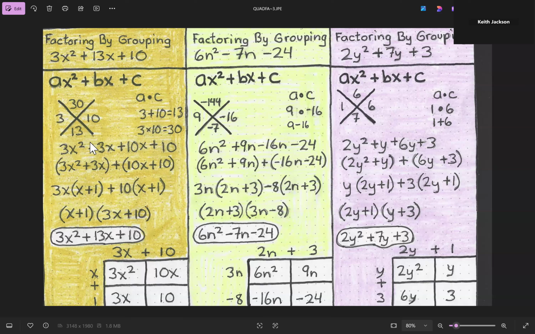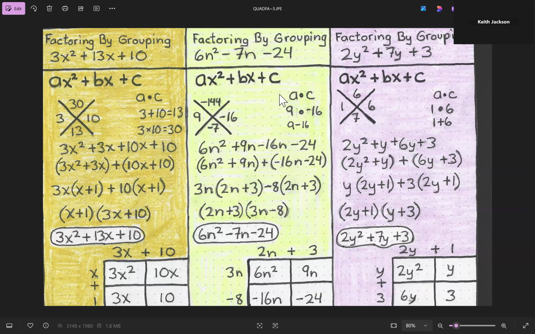You see this 3x squared, it's right there. And this number 10 is right over here, so we know that that is correct. All right, and so it does form 3x squared plus 13x plus 10, as you see. And let's move on to the second big example, in which we have 6n squared minus 7n minus 24.